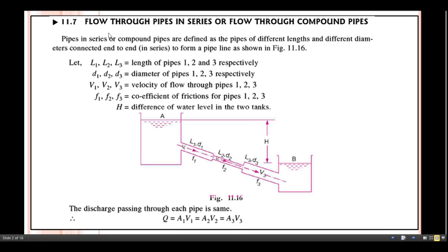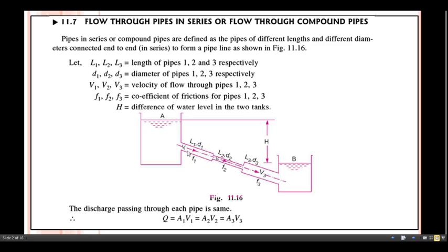So let us start flow through pipes in series or flow through compound pipes. Pipes in series or compound pipes are defined as the pipes of different lengths and different diameters connected end to end to form a pipeline. As shown in figure, we can see the length for this pipe and this one is different. At the same time, see the variations in the diameter, in this way.